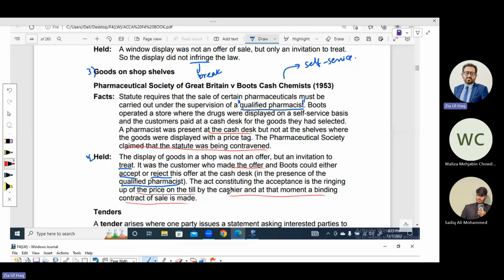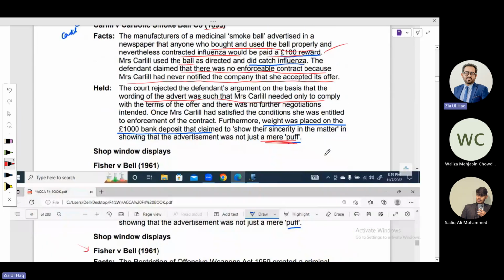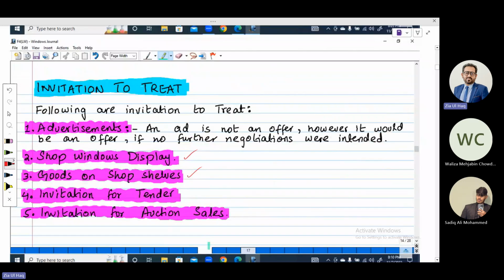Can you understand this concept as well? Invitation to treat is not an offer. An advertisement will be considered an invitation to treat. But if there is no further chance of negotiation through the advertisement, and the other person has to just act to accept it, then that advertisement will be considered an offer. Shop window display will be considered an invitation to treat. And goods on a shop shelf will be considered an invitation to treat.